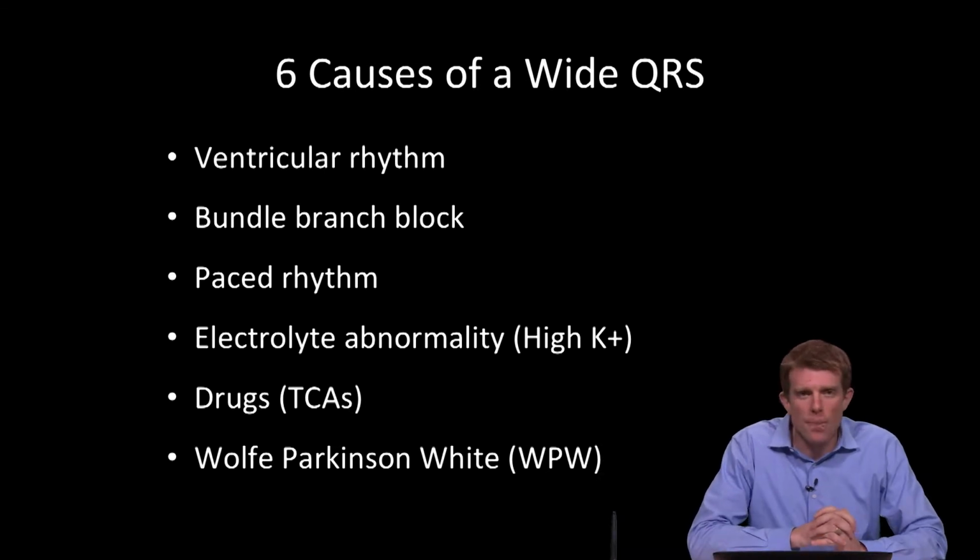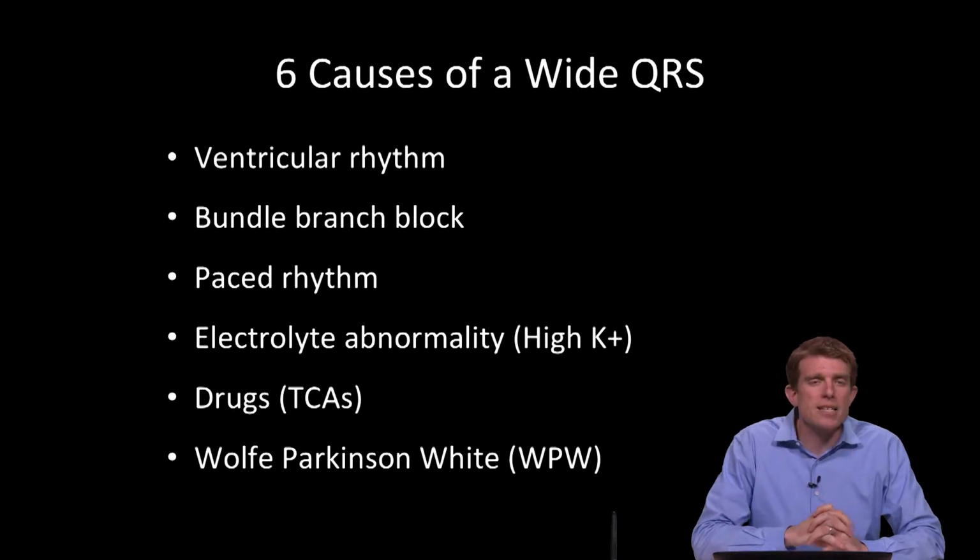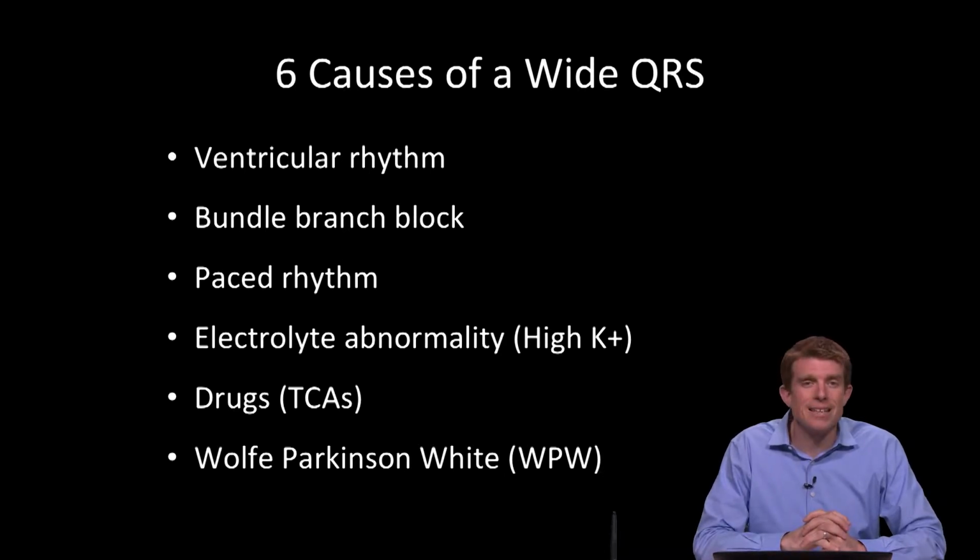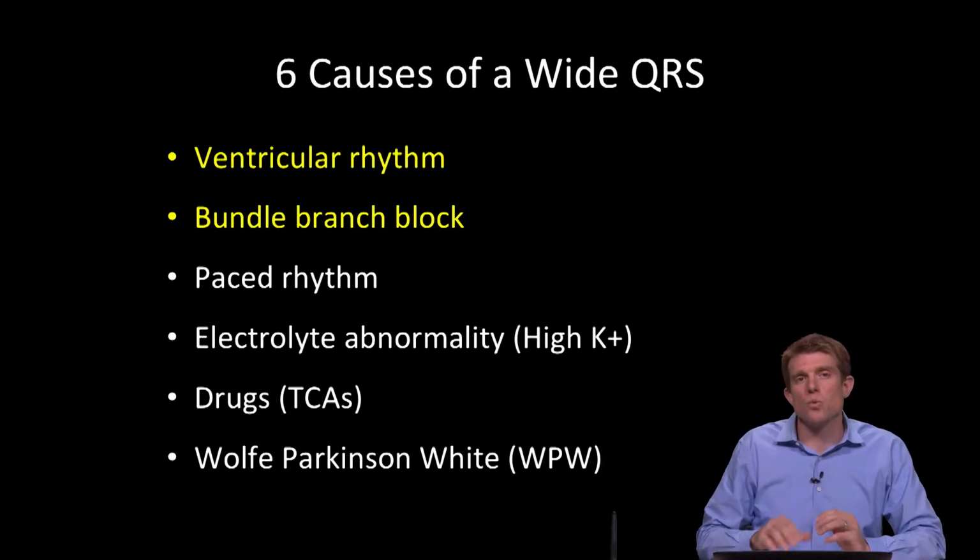And here they are. Ventricular rhythm, which we've already talked about, and bundle branch block, which we talk about separately, a paced rhythm, electrolyte abnormalities, especially a high potassium, certain drugs, and classically we think about tricyclic antidepressants causing a wide QRS, and then Wolff-Parkinson-White syndrome, or WPW syndrome. As we said, ventricular rhythms and bundle branches we'll talk about separately.